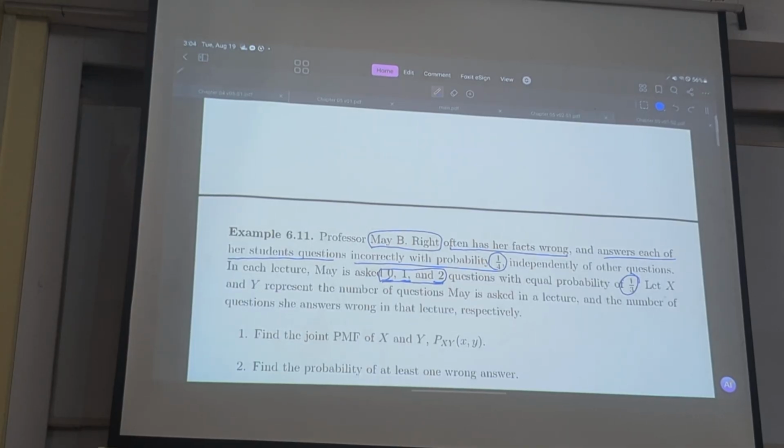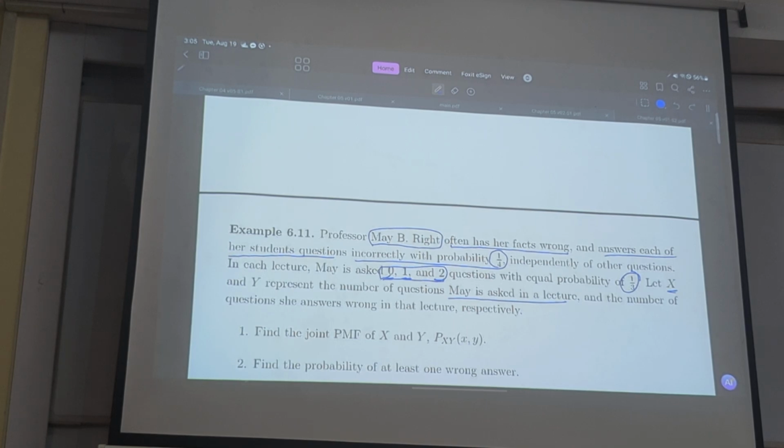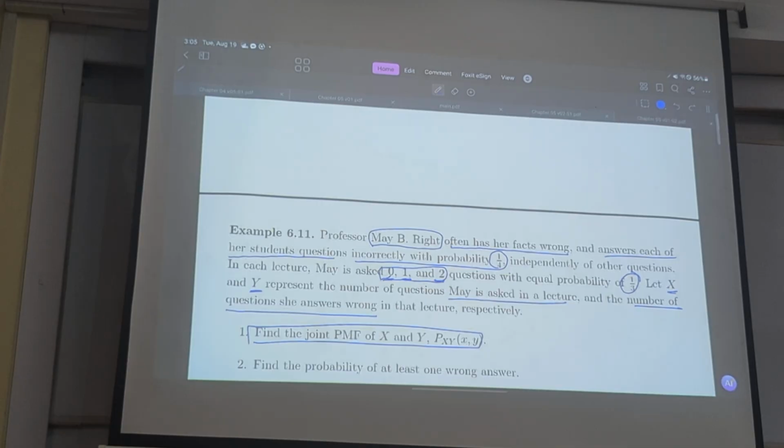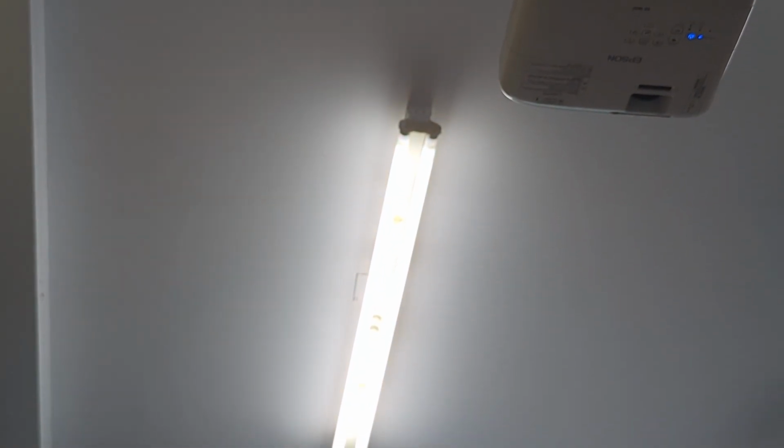Now let us assume that X is the number of questions the professor may ask, and Y is the number of questions she answers wrong. So X is the number of questions, Y is the number of wrong answers. What is your job? Finding the joint PMF of X and Y. This question was in an exam.